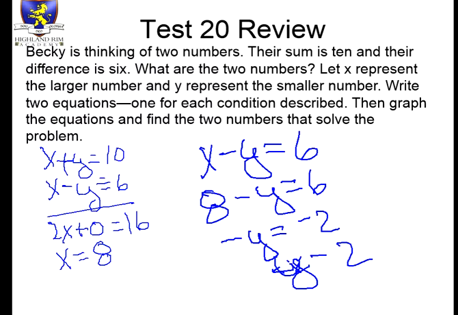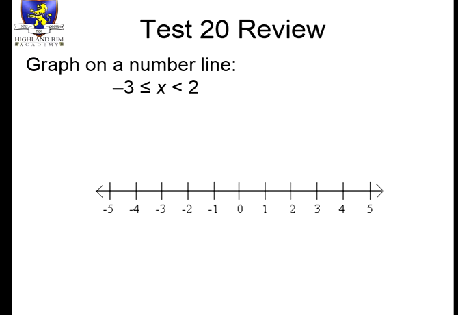Alright, let's move on to our next problem. Graph on the number line: negative 3 is less than or equal to x is less than 2. So first we go over to negative 3. It's less than or equal to, so therefore it's inclusive. And it does include the x, so we put a solid dot on the negative 3. Okay, it's less than 2, so it's not inclusive of 2. So we have an open dot on 2, and we'll just draw our line.